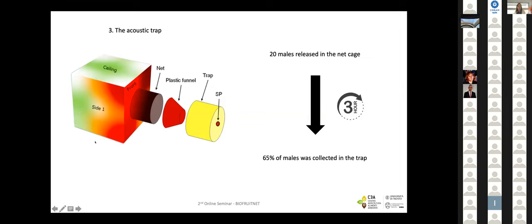In the experiment simulating a trap, so a net cage with a plastic funnel and then a trap that was vibrated, we saw that the importance of the substrate is crucial. Even though after 3 hours we were able to collect most of the males that were released inside the net cage, as you can see from the color, the vibration was extremely high on the net, so on the sleeve of the cage, and on the plastic funnel, but it was much lower on the trap. So a lot of the males were just stopping or going inside the trap and then trying to go out again on the plastic funnel because there the vibration was more intense.